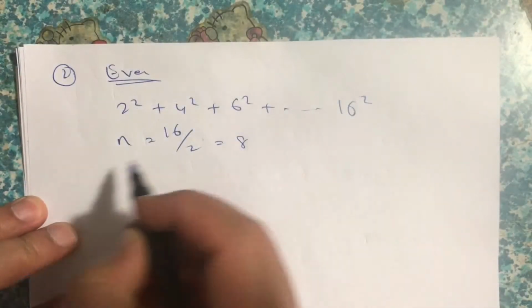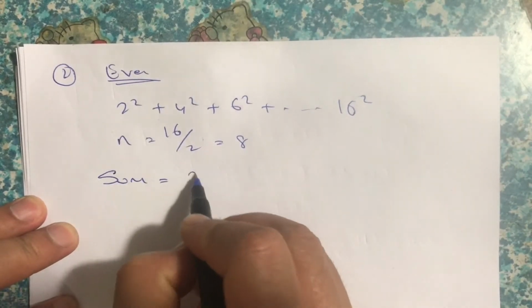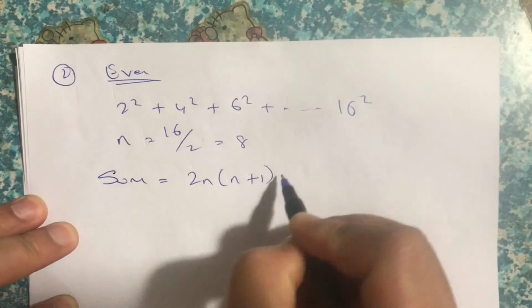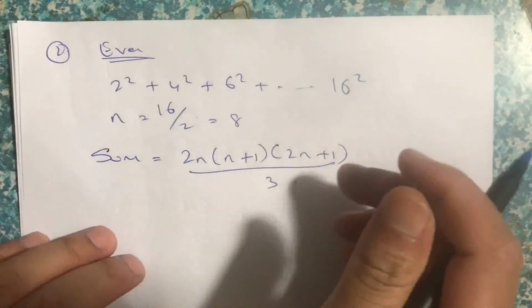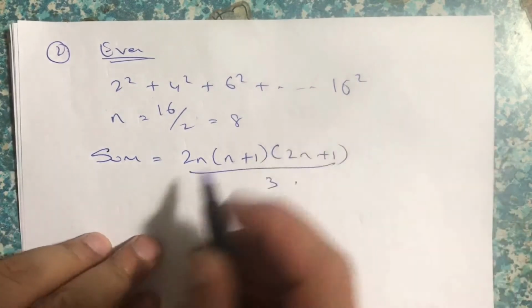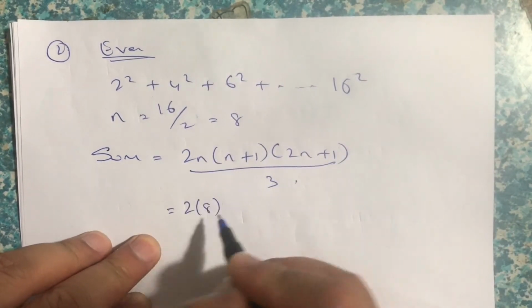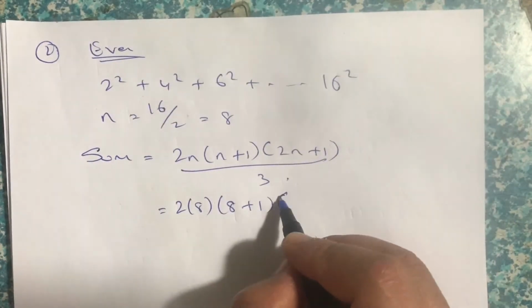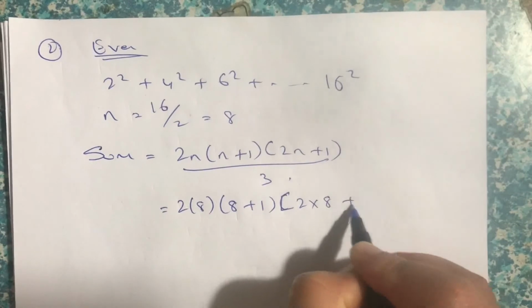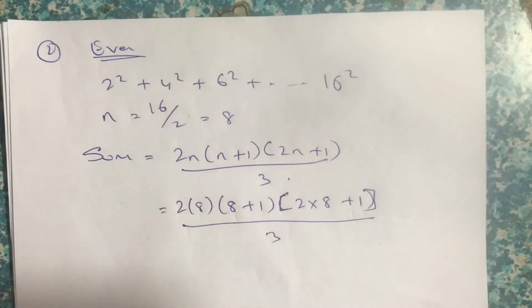So n is even, so the sum's formula if it's even is equal to 2n(n + 1)(2n + 1) divided by 3. So you'll have to remember all the formulas, okay? Then we put the value of n as 8. So I get 2 into 8, 8 plus 1, and then 2 into 8 plus 1, the whole thing divided by 3. So that much calculation you'll have to do.